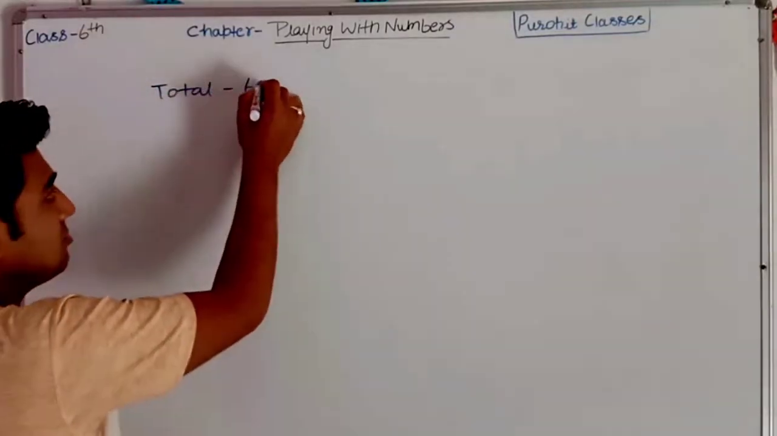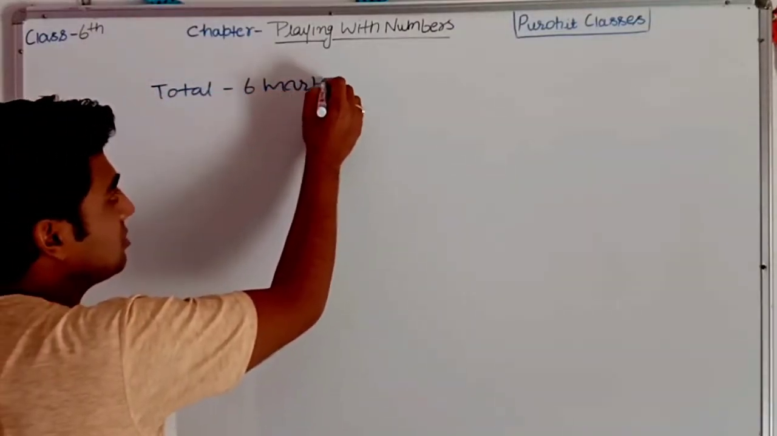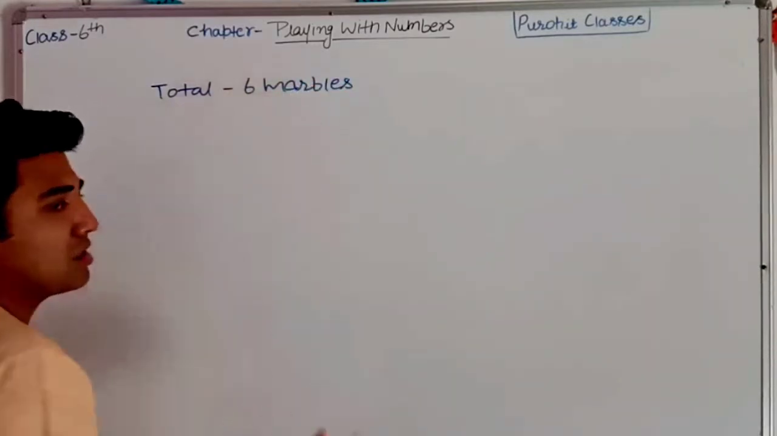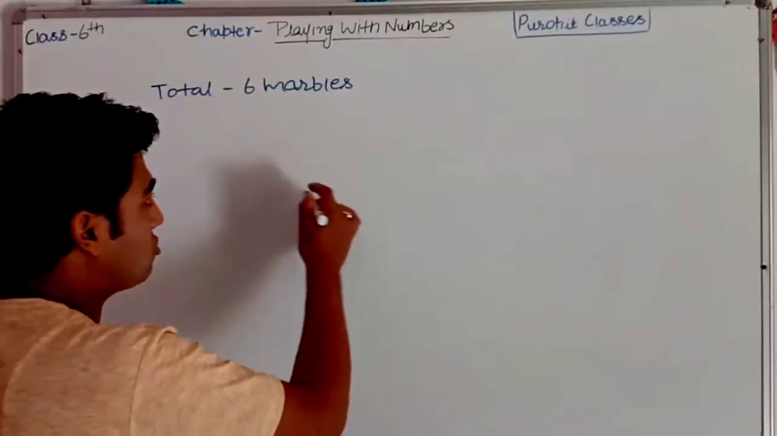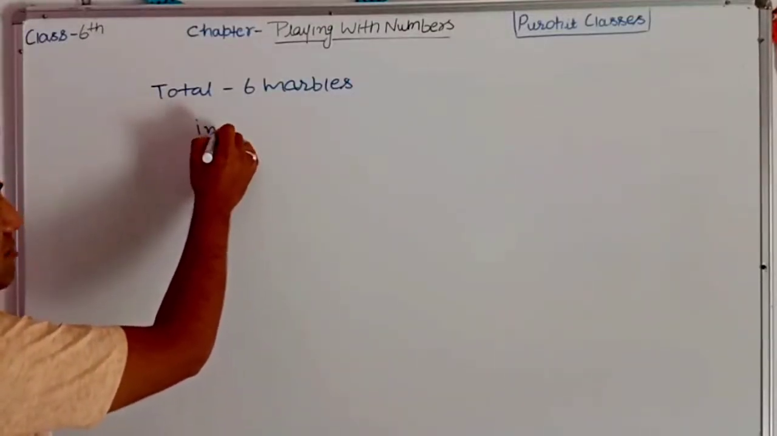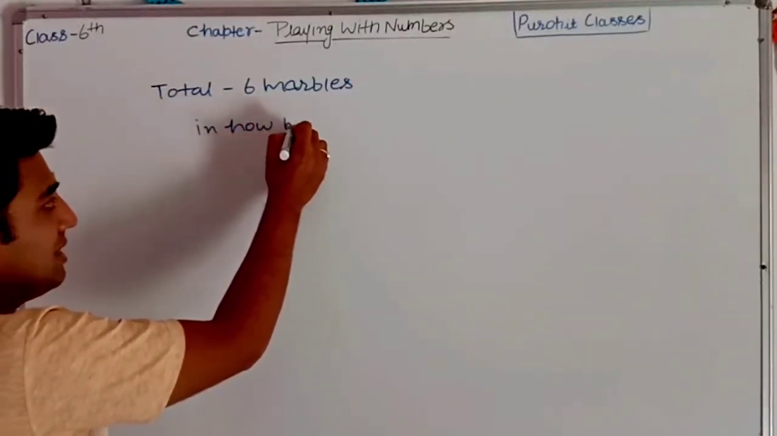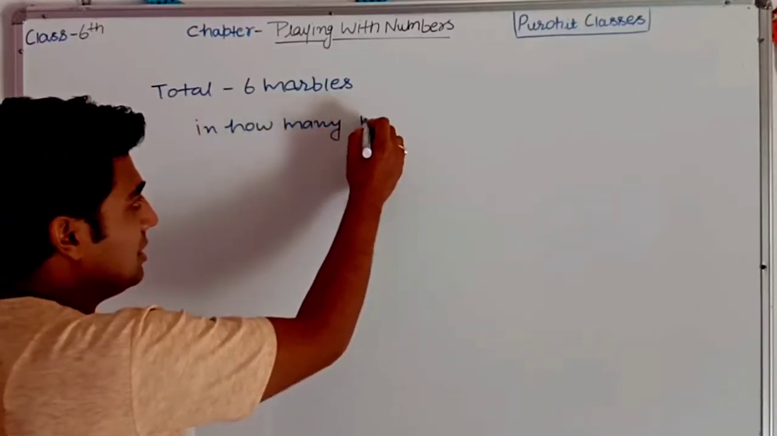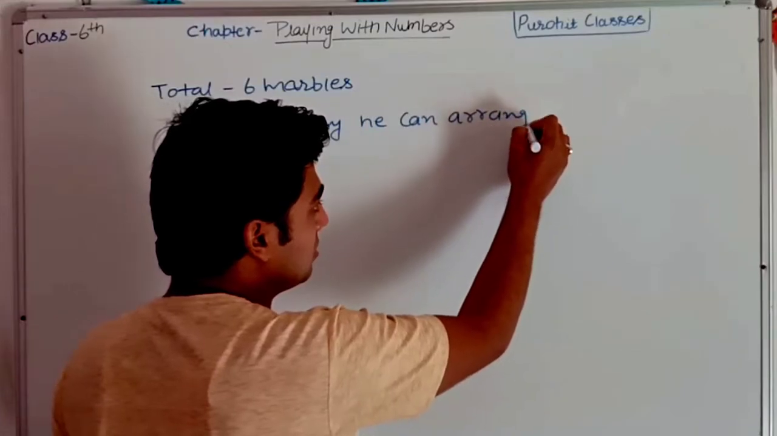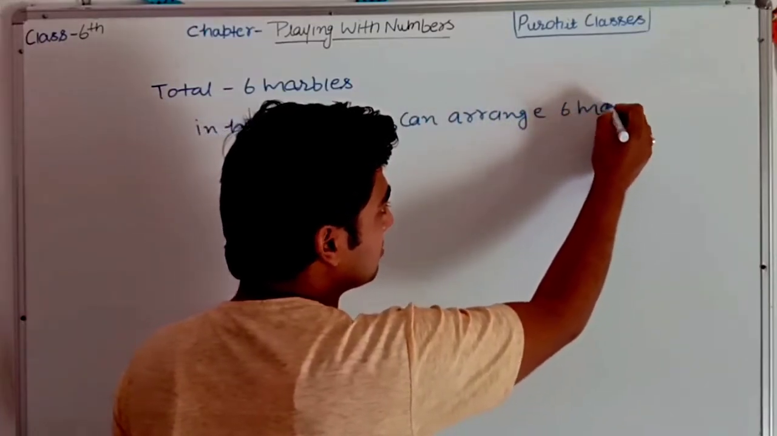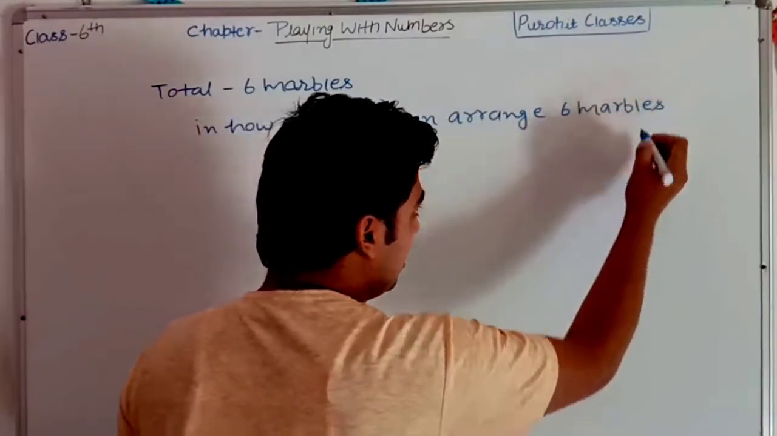let us say 6 marbles. 6 marbles. Marbles means you can understand it as कांच की गोलियां जो बच्चे लोग खेलते हैं. Okay, 6 marbles, and he wants to arrange. In how many ways he can arrange 6 marbles? Let us try to understand.